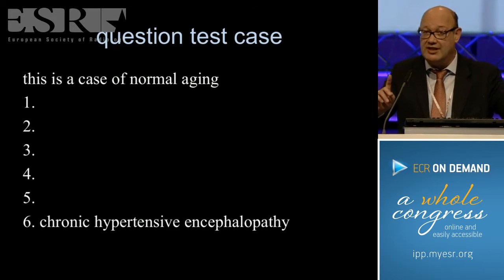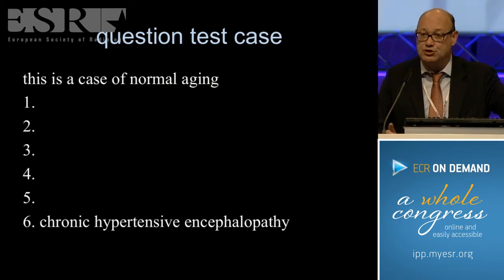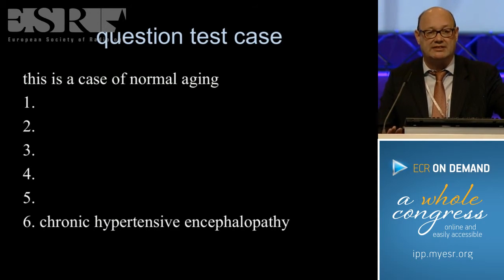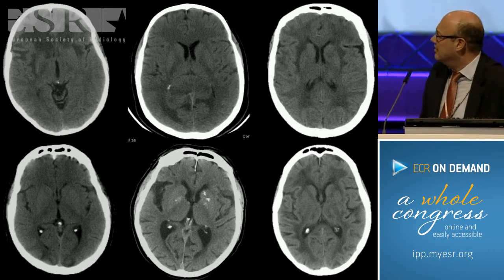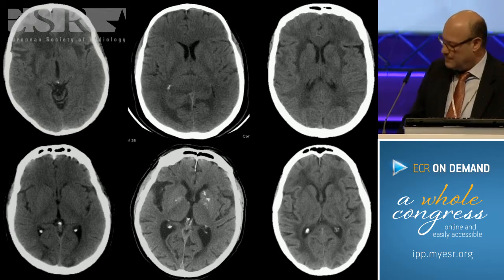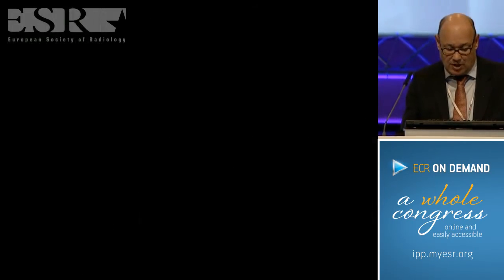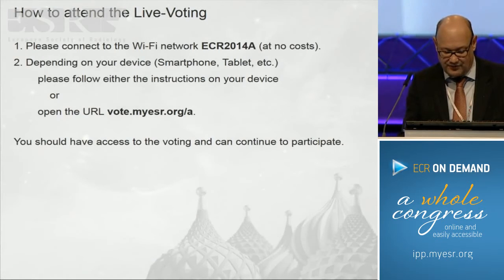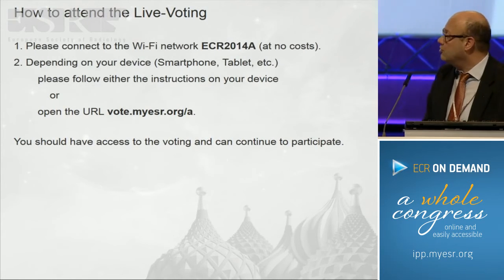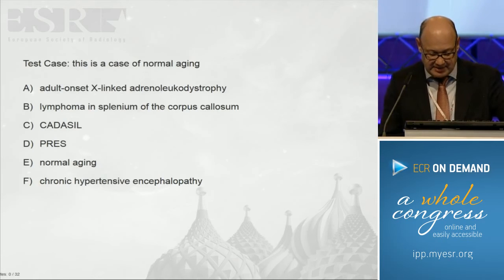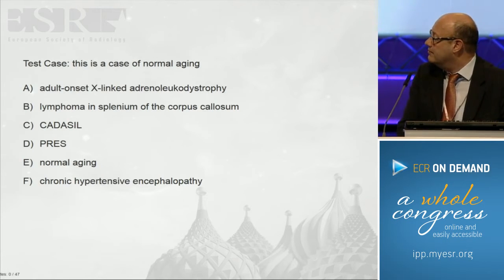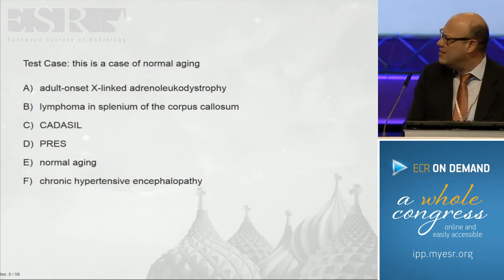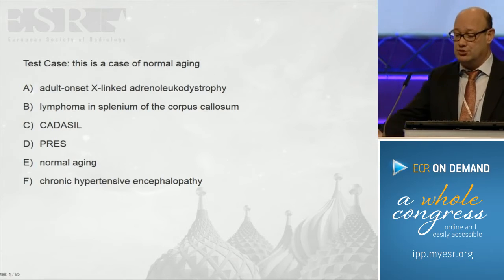So now we really go for voting. I will show you 6 actual CT slices, and you have to tell me which is a patient with normal aging. So here are the images. This is 1, 2, 3, 4, 5, and this is 6. And now you have to tell me which case is the abnormal one. It's time to vote.